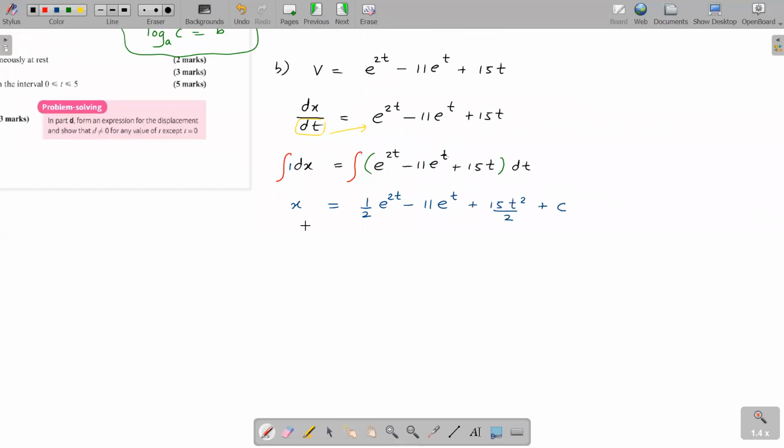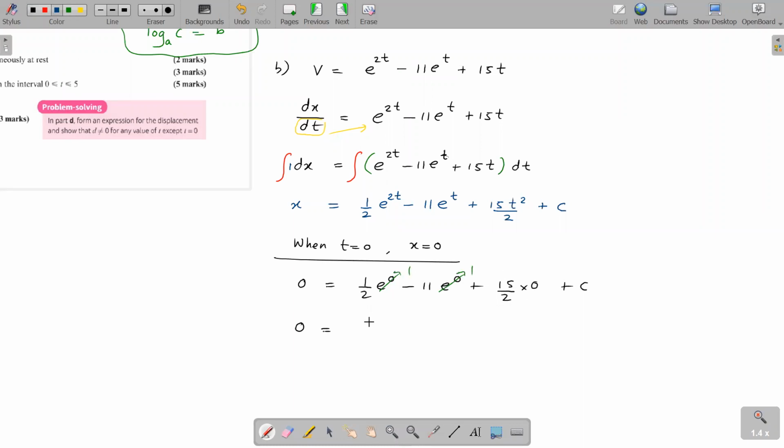Anyway, I will use here when t is 0, x is 0 at A. So 0 equals half e to the power 0 minus 11 e to the power 0 plus 15 over 2 into 0 plus c. What do we get here? E to the power 0 is 1. So this is a half into 1, which is a half.